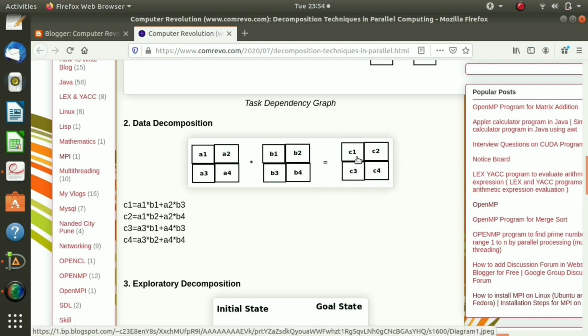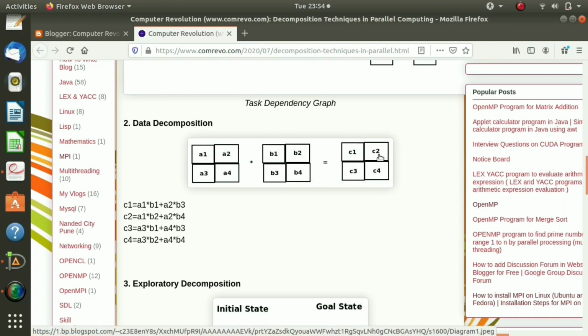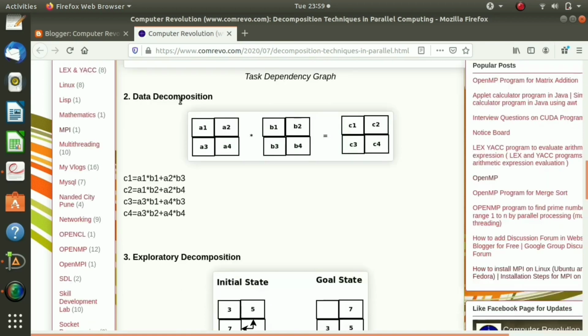Now what are we doing? To compute C1, we allocate it to one processor. To compute C2, we allocate it to another processor. To compute C3, we allocate it to a third processor, and the same for C4, which we allocate to a fourth processor. Here you will observe the operations are the same. Here you are multiplying, here also you are multiplying, then you are adding. The same operations are used for all of these. Where is the change? Only in the data. So here we have divided the final output based on the data. That's why it is called data decomposition.